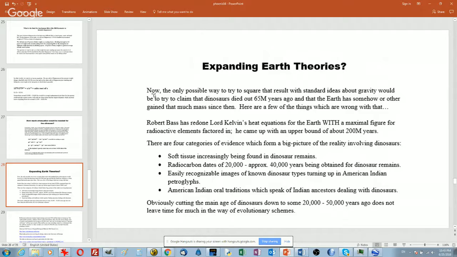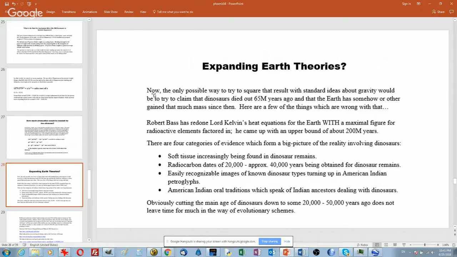You've got radiocarbon dates, good radiocarbon dates coming in for dinosaur remains now. And these dates all come in between 20 and 40,000 years. The fact that anything radiocarbon dates at all says that it cannot be more than 60,000 years old, right? Beyond that, there won't be any radiocarbon. So you've got a different sort of reality.